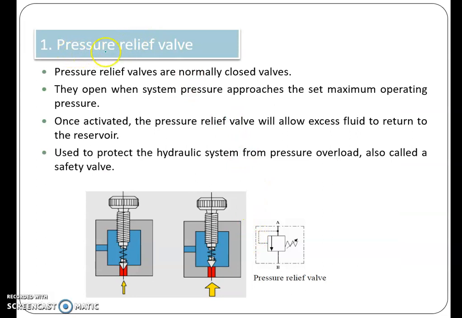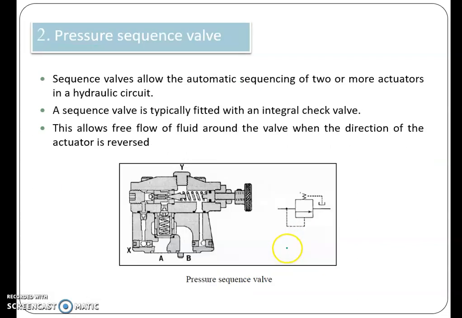Okay, for the pressure relief valve, actually semua sistem akan menggunakan pressure relief valve. Sebab dia is to protect the system from the pressure overload and it is also called the safety valve. Pressure relief valves are normally closed valves. This is the symbol for the closed valve. Kalau open valve, that means dia bersambung terus macam ni. This is the open valve. So dia close valve sebab bila dia detect the high pressure baru dia akan open untuk release the pressure.